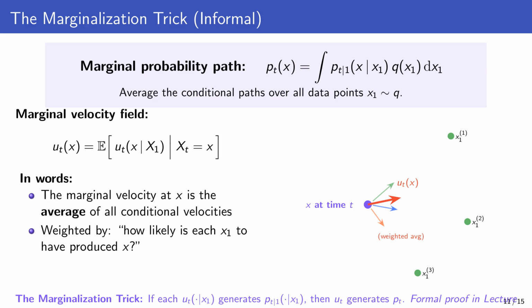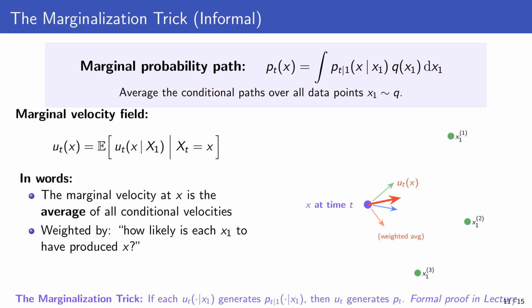The diagram on the right illustrates this. The purple dot at the center is a sample at position x at some time t. 3 data points are shown around it, each pulling the sample in a slightly different direction. The thin arrows are the individual conditional velocities. The thick red arrow is their weighted average, the marginal velocity ut of x.